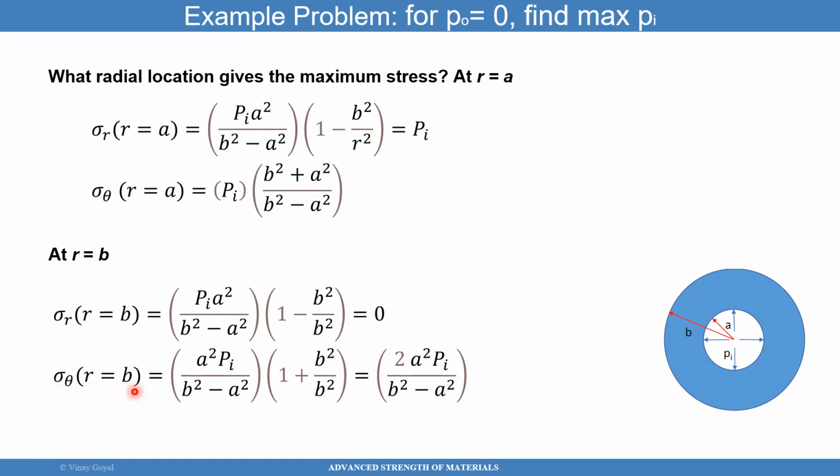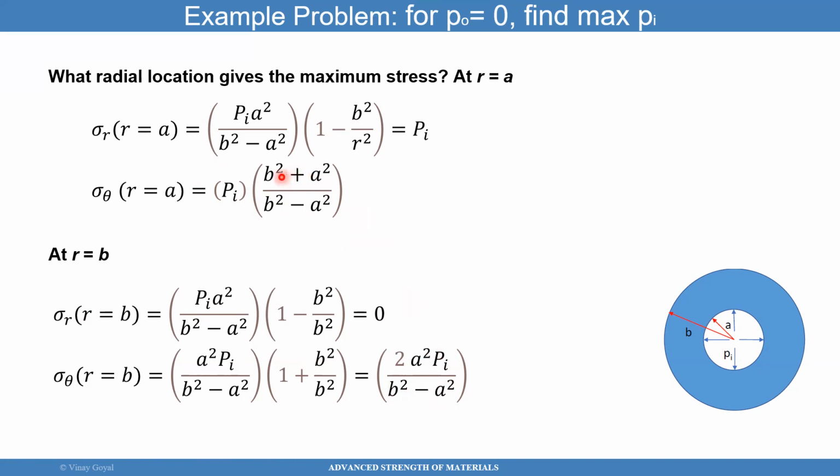The hoop stress, however, when you do all these calculations, gives you 2a squared pi divided by b squared minus a squared. And so in reality, clearly the radial stress is not the one driving the problem. That's 0 and that's pi. The only thing really that's the highest is either this one or this one. But you can see that pi shows up here and pi shows up here. In the denominator, you have b squared minus a squared.